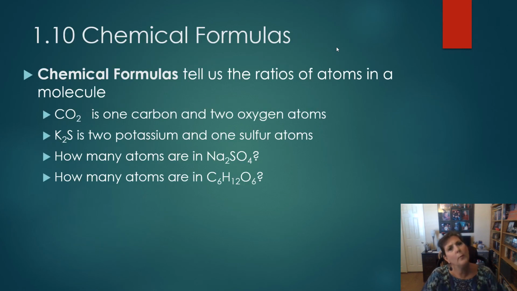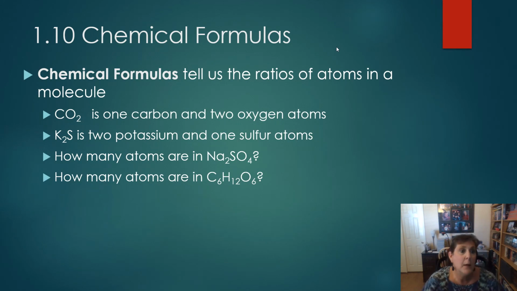Chemical formulas. Chemical formulas tell us how many atoms are in a molecule. You already know the formula for water. What's water? H2O, right? H2O. So that's a formula. Here's another formula, CO2. That means 1 carbon. We don't have to put the 1 there. O2, 2 oxygens. So 1 carbon plus 2 oxygen makes 3 atoms.